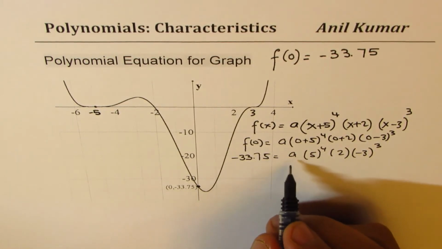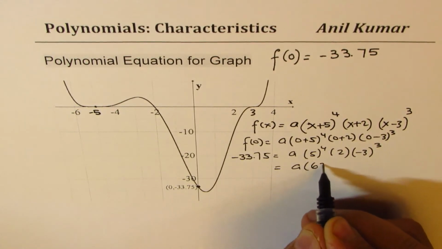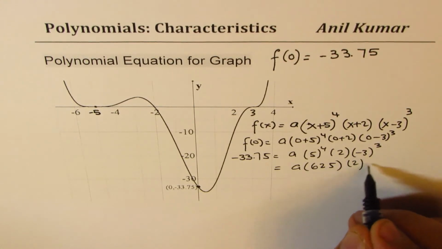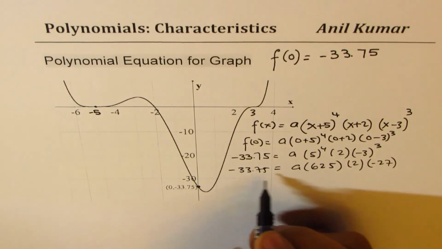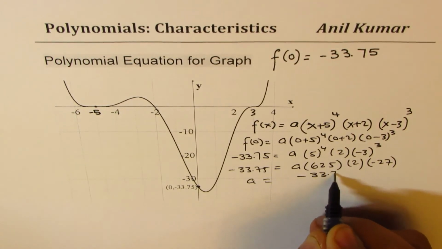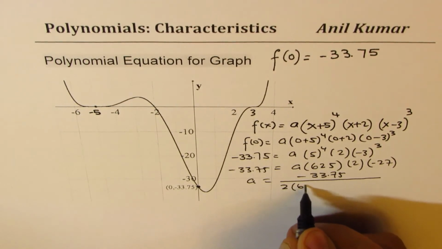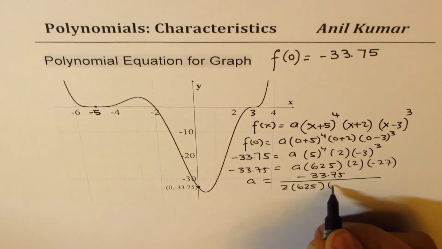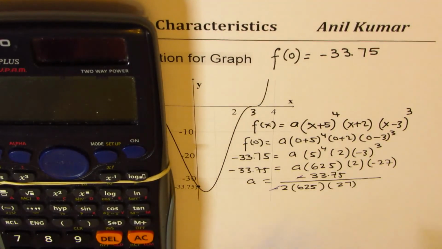So now you can use your calculator to calculate. Basically, a times 625 times 2 times minus 27 is minus 33.75. So a is equal to, both are minus here, minus 33.75 divided by this number, which is 2 times 625 times minus 27. Let me write minus here, and these minus cancel out, correct? So we need to use a calculator to calculate this. Here is the calculator. Let's calculate the value.